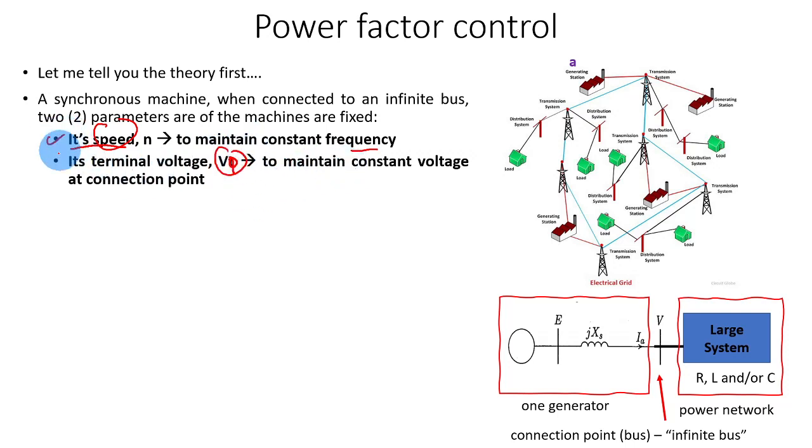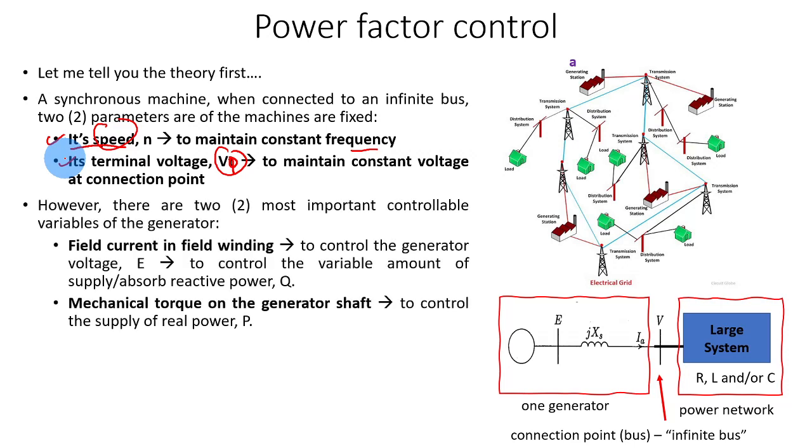So we can control these two values. There are basically two most important controllable variables in the generator. You can control the field current, because the field current in the field winding will control the generator voltage E or E phase, and this can control the variable amount of supplied or absorbed reactive power Q. So if you control the voltage, you can control the Q, the reactive power. Secondly, if you control the mechanical torque of the generator shaft, you can control the supply of real power P. That is just the theory first.